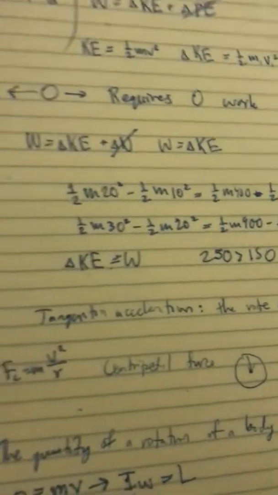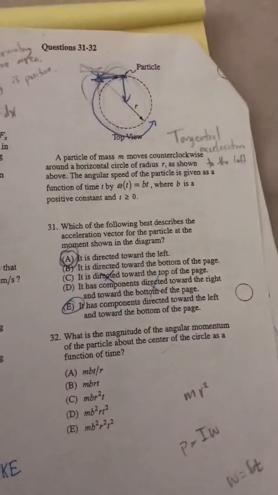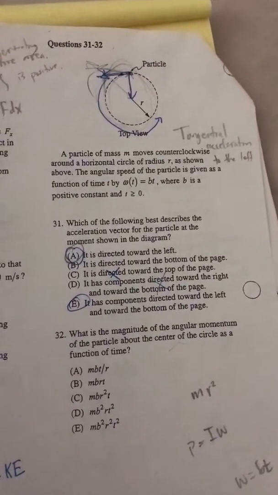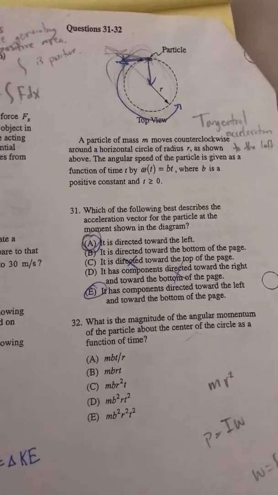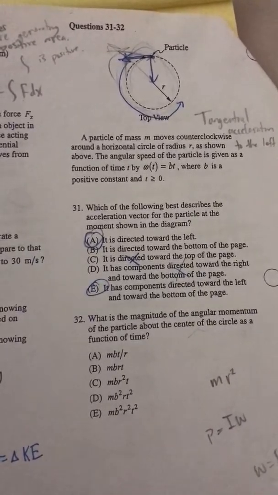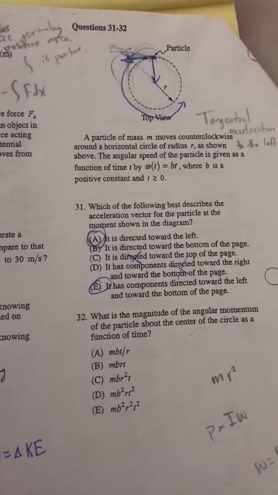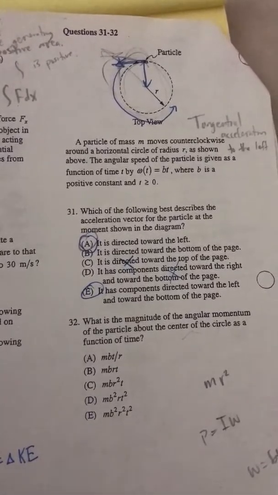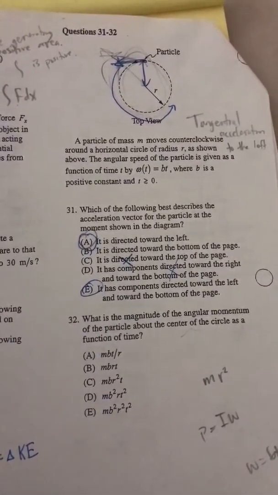Now we're going to go right to the problem. It's the second part of this problem. A particle of mass m moves counterclockwise around a horizontal circle of radius r as shown above. The angular speed of the particle is given as a function of time t by omega of t equals bt, where b is a positive constant and t is greater than 0.